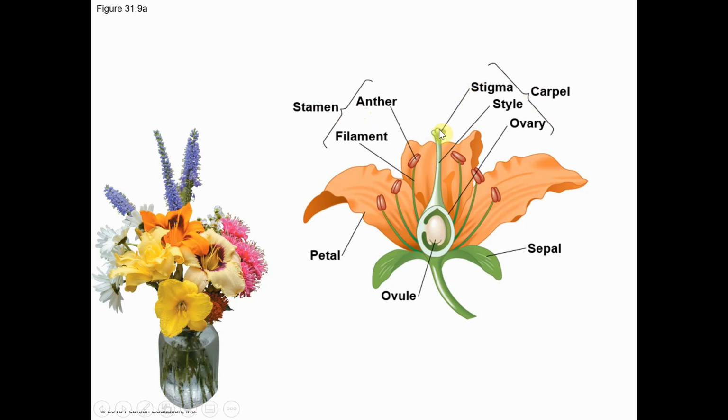So the stigma is a sticky region that pollen is going to attach to, and then it's going to dig its way down through the style, eventually going to the ovary, which has 1 or more ovules. Inside that ovule will be an egg cell that will then fuse with the sperm from the pollen and form a new embryo. And so flowers themselves vary in color, size, shape, and so there are some examples here in this jar.